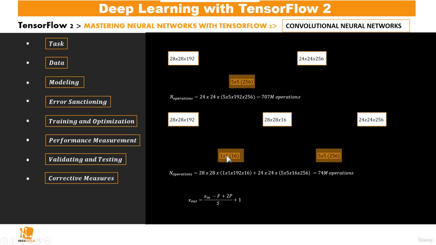So right here we have this 1 by 1 filter with 16 of them piled up and passed over this input, and the output we get is 28 by 28 by 16. And since now instead of having 28 by 28 by 192, we have 28 by 28 by 16, the number of operations is greatly reduced when we pass this 5 by 5 filter. Instead of this 707 million operations, there is a great reduction in the number of operations.